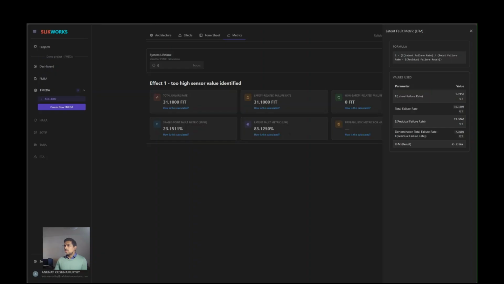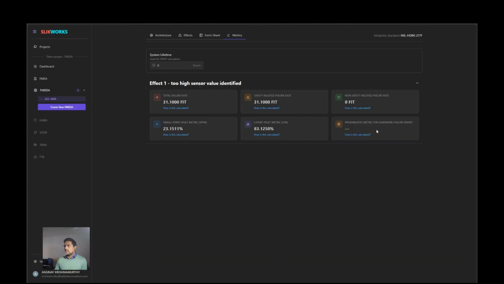The final metric over here is the PMHF, or probabilistic metric for hardware failure. In order to calculate this, the first thing we need is the system lifetime hours. For example, it could be 10,000 hours for a passenger car. For a ground benign vehicle used in military standard, it could even be 20,000 hours. So that needs to be entered over here.